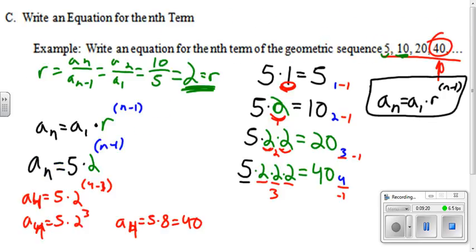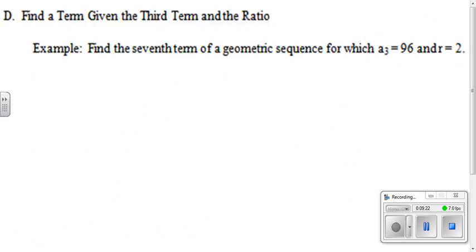So now that we know how to make an equation and what it looks like, we're going to learn how you can use that equation to find other terms. Say we're given a sub 3 and our r value of 2, but we're looking for the seventh term. Well, we need a sub n equals a sub 1 times r to the n minus 1. All we can really do from here is plug in what we know and see what we can find out. In this case, n equals 3 because we're looking at a sub 3, and we know that a sub 3 is 96.